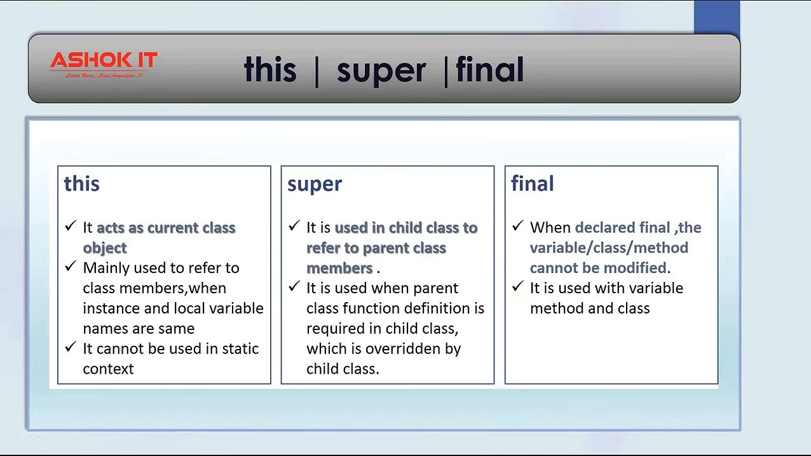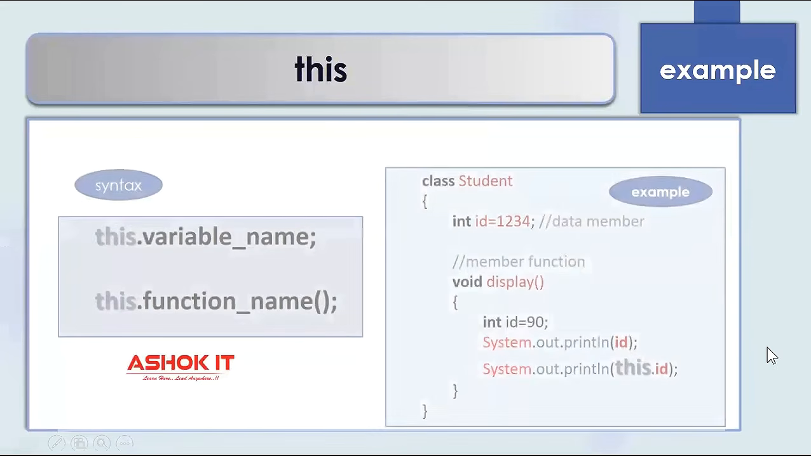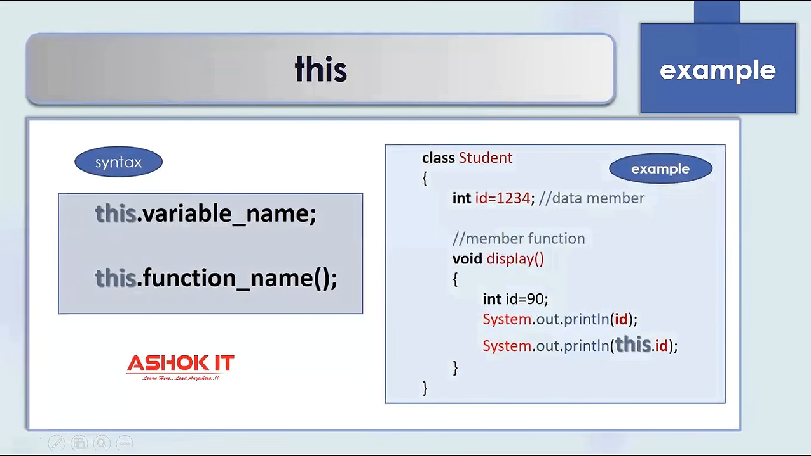Or to refer to parent class members, we can use the super keyword. To refer to parent in the child class, we can use super keyword. And then final keyword is used with variable, method and class to make its definition or value fixed. So here is a simple example of this keyword.